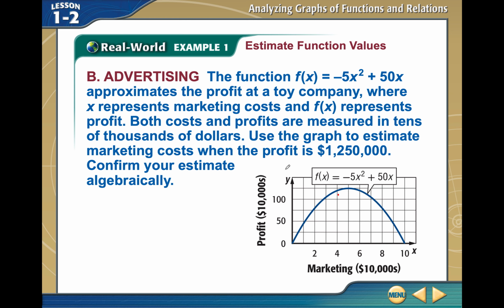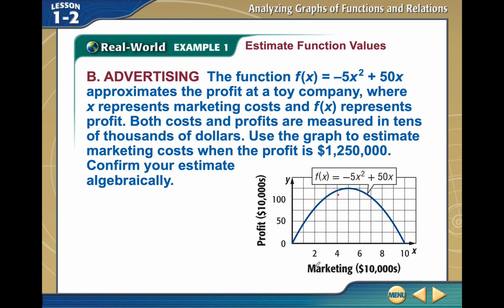The first thing you need to notice is that every graph is a two-dimensional graph. We have two axes, the x-axis and the y-axis. We have numbers on the x-axis, and the label shows that this is the marketing cost in this example, and we have numbers on the y-axis, and in this case it is labeled as profit.